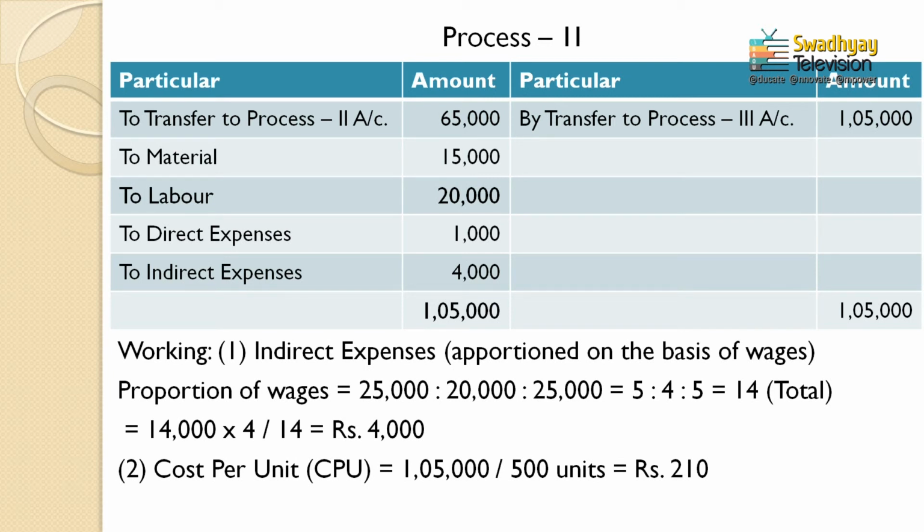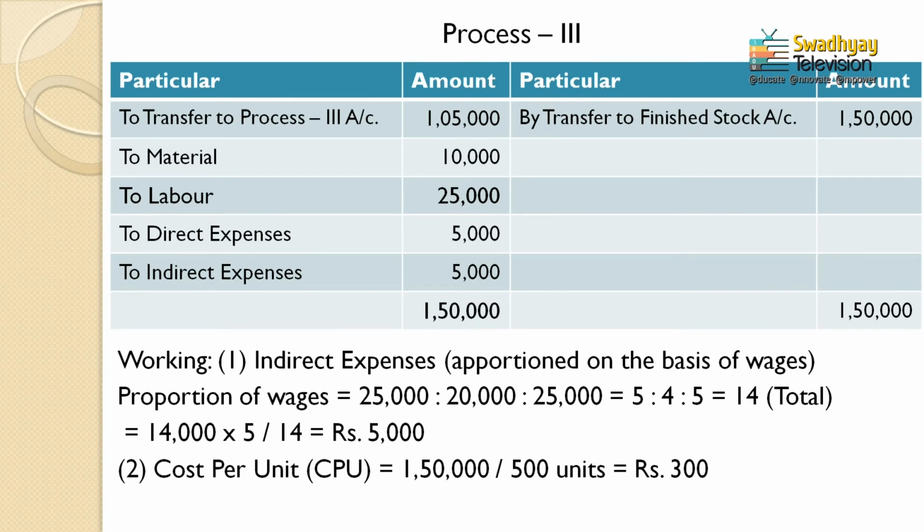Moving to the next process, that is the last process, process 3. First, we identify the item brought forward from process 2, and the amount brought forward from process 2 is 1,05,000. Now, see here the process 3. The first item is what we transfer from the process 2 account. It is written here as 3, but it is not 3, it is process 2, because we transferred from process 2 rupees 1,05,000.